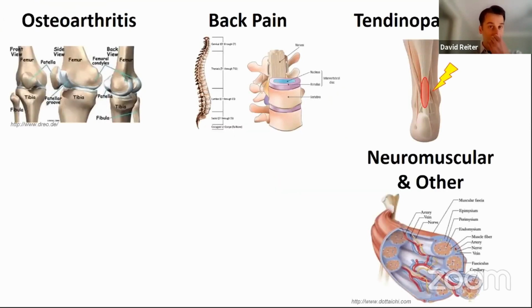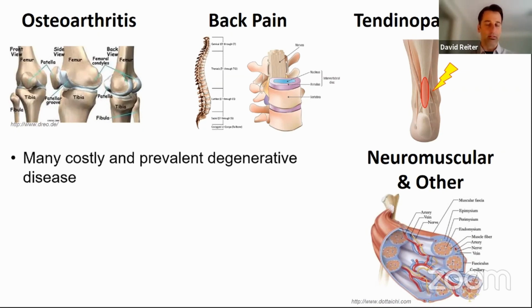So I'll start out with just outlining some of the top diseases that affect the musculoskeletal system. Osteoarthritis, of course, probably being the most well known in the public. Of course, low back pain is very prevalent and costly. And then you've got tendinopathies and diseases that affect the actual skeletal muscle. Many of these are really costly, prevalent diseases that involve a degenerative process.